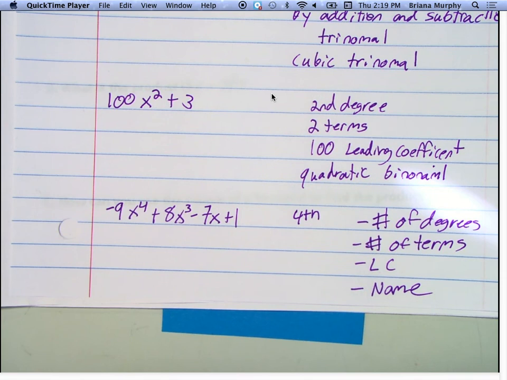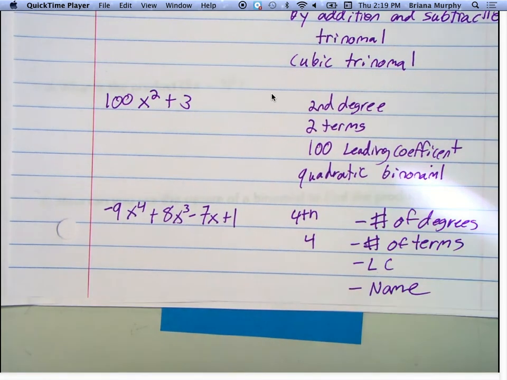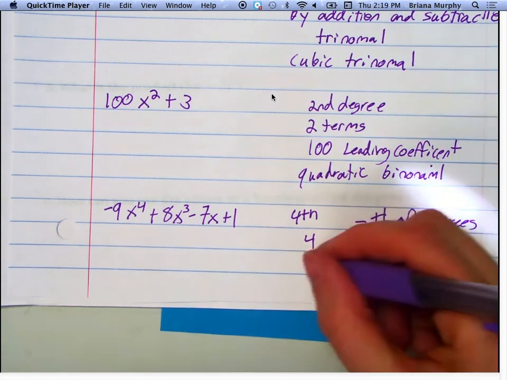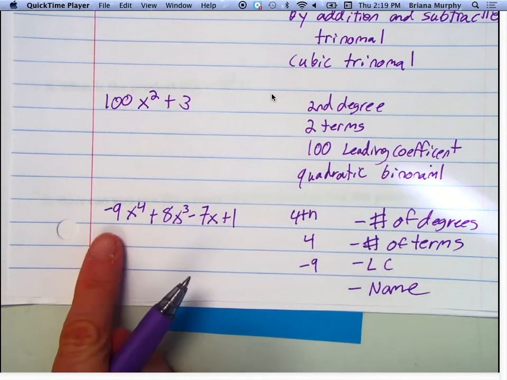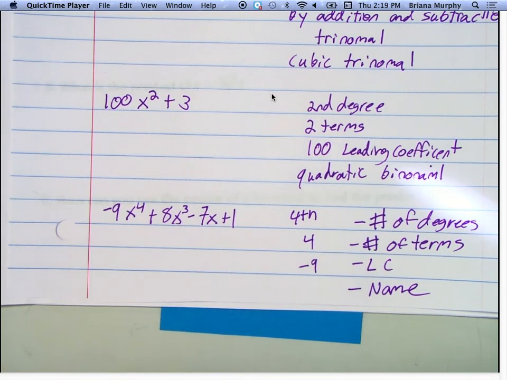Okay. How many terms are there? 4. Good. What is the leading coefficient? Negative 9. The leading, so in the front, coefficient. All right. There's more numbers. Yes, but what is the leading one? The one in front. Add them together. No, because these don't go together. Do you say there are 10 desks and 4 chairs in the room, or do you say there are 14 desk chairs? No, they're separate.